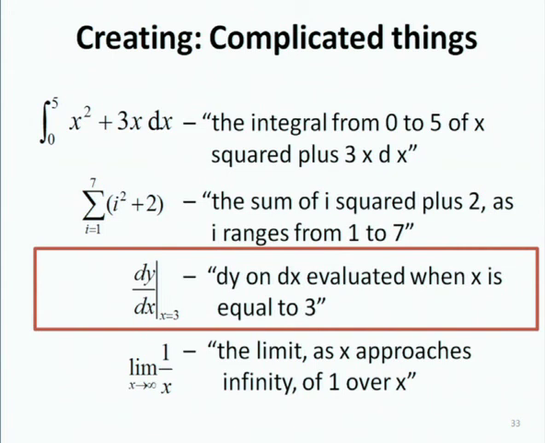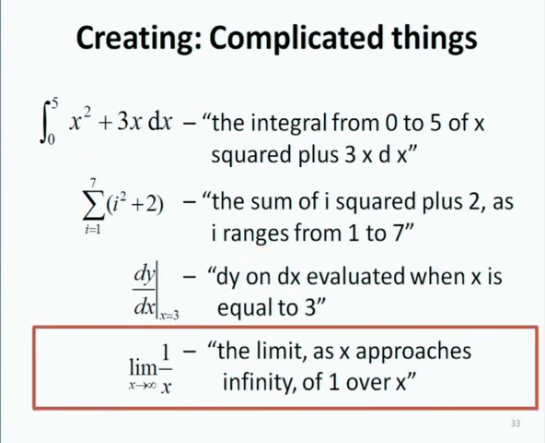This means dy on dx evaluated when x is equal to 3. So if you see a big bracket, like just a line like that, it might have a top on it as well. With a thing down there, it tells you what to sub into the formula. And this means the limit as x approaches infinity of 1 over x.